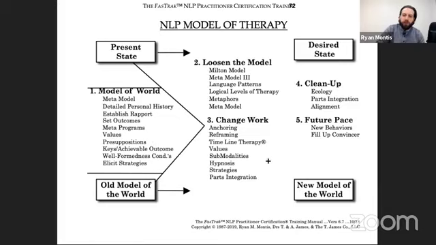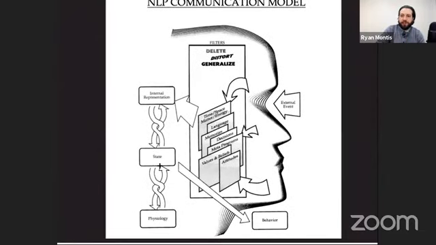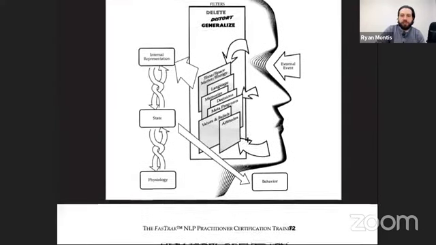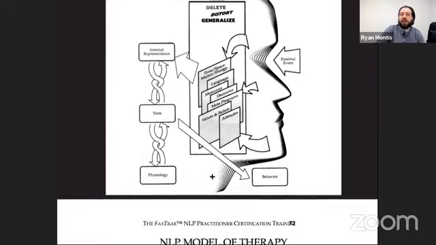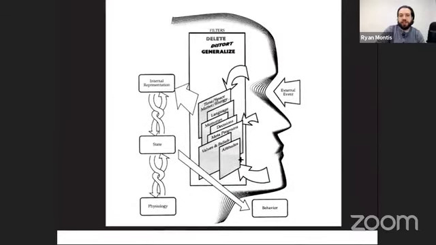Arguably the most important tools come under change work, which is things like anchoring, which aims to directly affect state, right? Or something like timeline therapy, which aims to directly affect our memories. Do we have unresolved negative emotions? Can we change our attitudes and beliefs around things, right? That's timeline therapy. There's specific values techniques. There's specific submodalities techniques, which specifically address internal representations, our internal subjective reality.